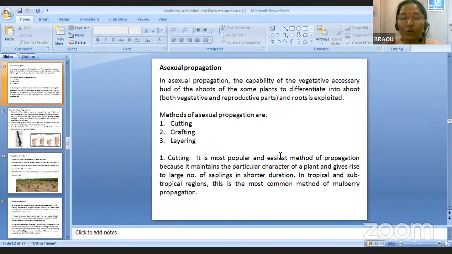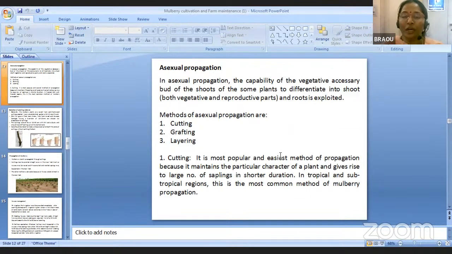So here we are going to talk about three types of propagation under asexual propagation: cutting, grafting, and layering. Other than the seedling propagation, we are going to talk about these three different types, that is, how you are going to cut and propagate them, or graft or layer them. So we'll talk about the cutting type of propagation first. This is the most important and easiest method of propagation, because you're going to get a high yield over here.